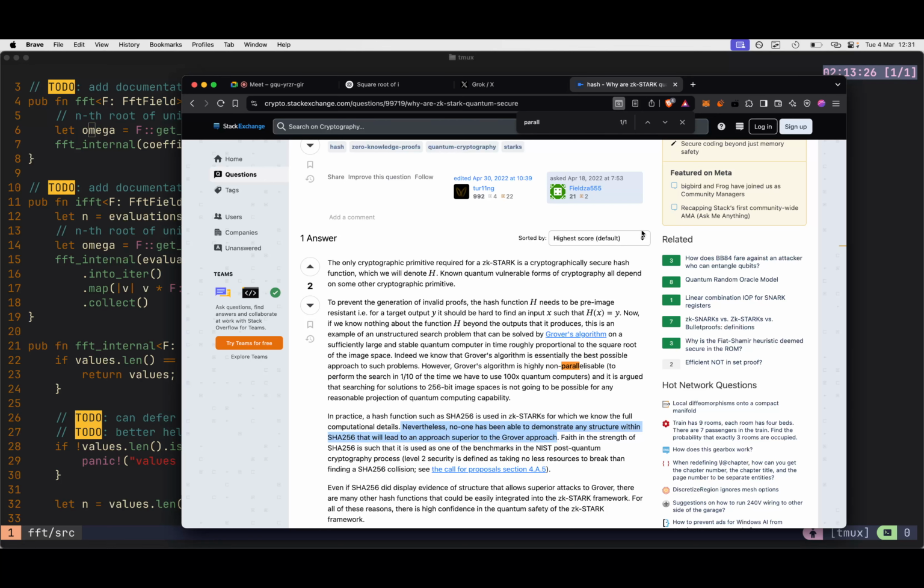But to now make it succinct, you need a PCS. So all the messages that you're sending over, rather than sending a message in full, you will now send a commitment. That's what's going to make things succinct. Yeah.